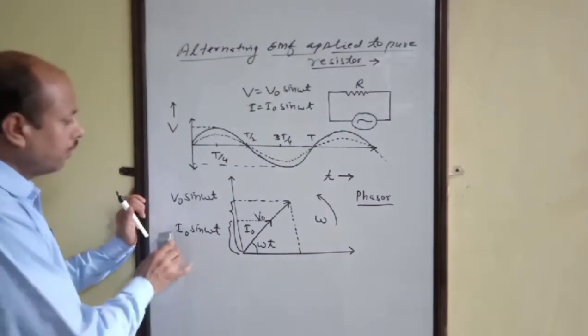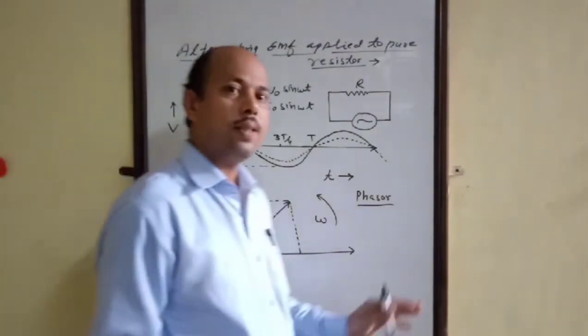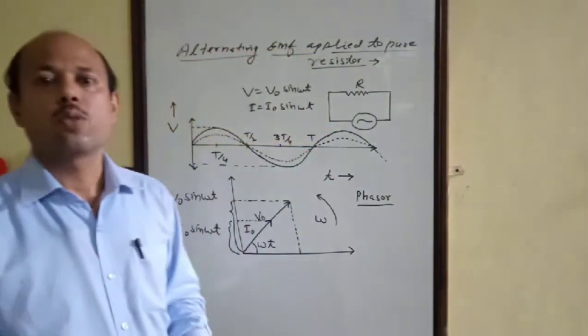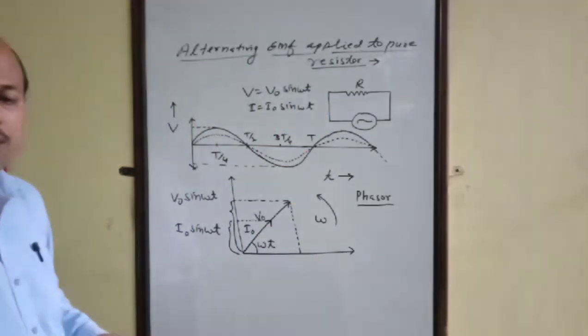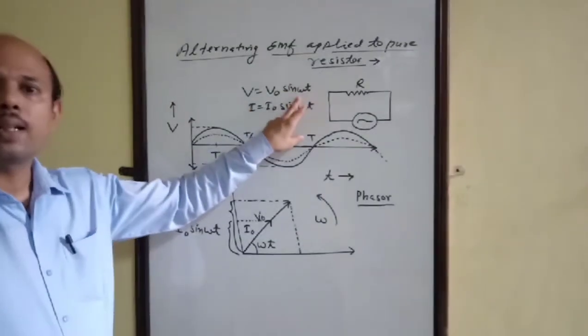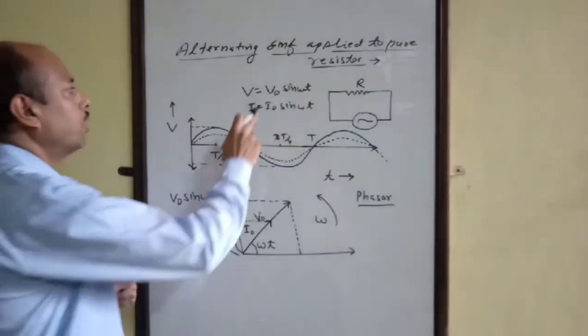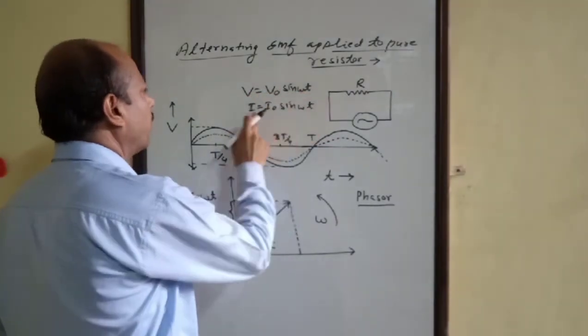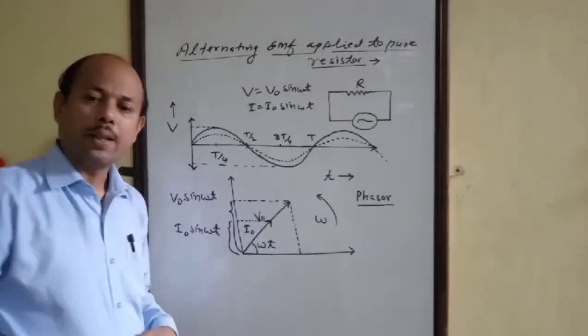Now I think this is very clear. The phase difference between voltage and current in the case of a resistor is 0. It means both vary in a similar manner because both have the same mathematical function, V equals V naught sin omega t and I equals I naught sin omega t.